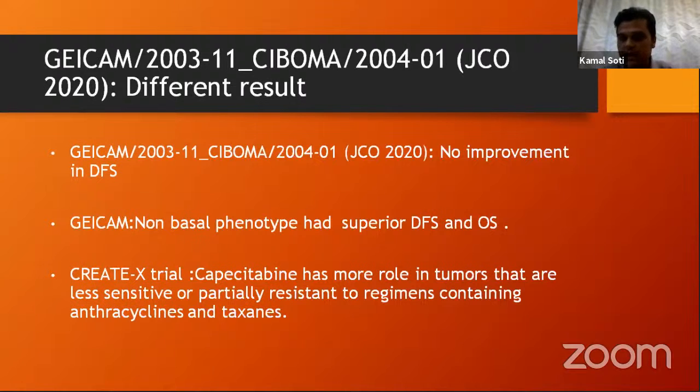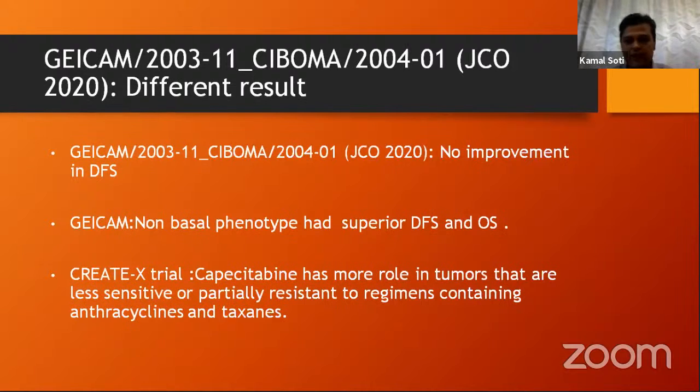And moreover, another important hypothesis that was generated was that maybe in the previous study, the CREATE-X trial, they had residual disease. Residual disease means the patients were non-sensitive to the previous neoadjuvant chemotherapy. So whenever we give some new agents, new tablets, these patients might have been sensitive to this new therapy. That was the hypothesis that was generated.